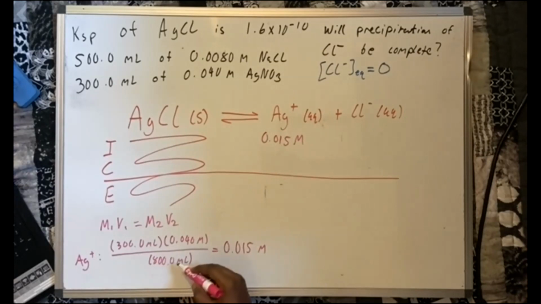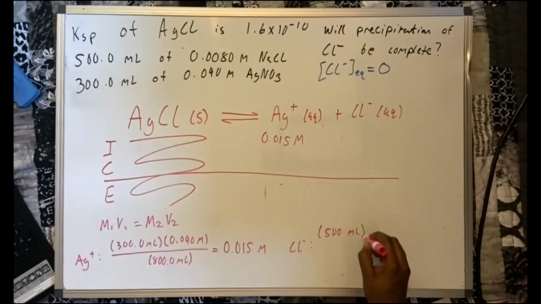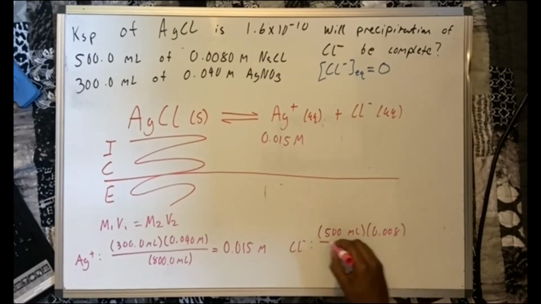Also, I don't know if you were told this when he taught you the M1V1 thing, but you can put milliliters here and it doesn't matter. For Cl minus, same thing, so we have our 500 milliliters times our 0.008 over my 800 milliliters.